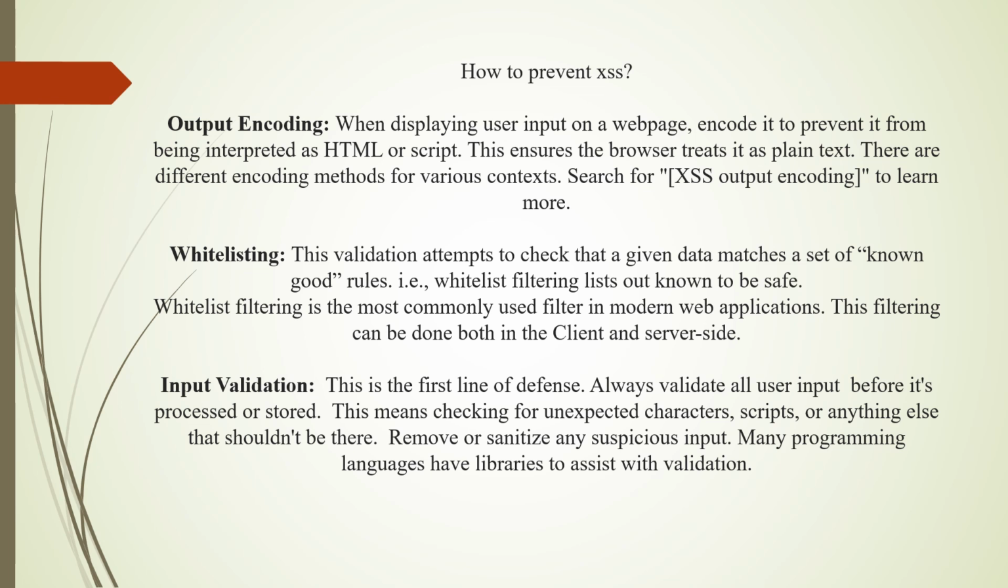How can we prevent XSS? We can prevent it by using output encoding, whitelisting, and input validation, in the web application. When displaying user input on a web page, encode it to prevent it from being interpreted as HTML or script. This ensures the browser treats it as plain text. There are different encoding methods for various contents. Search for XSS output encoding to learn more.